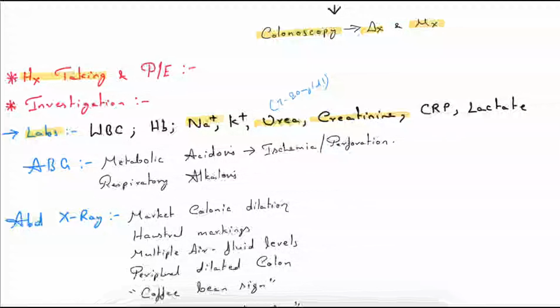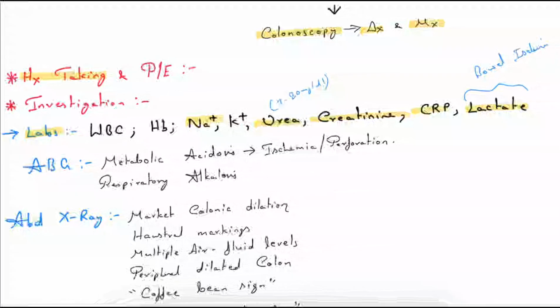Next, creatinine level. Normal is 0.6 to 1.2 milligram per deciliter, and a raised level means renal impairment in shock. Next, CRP, C-reactive protein, less than 5 milligram per deciliter; raised means increasing inflammation. Next, lactate. Normal is 0.5 to 2.2 millimole per liter, and it is raised if the patient has bowel ischemia. So this is the warning sign.